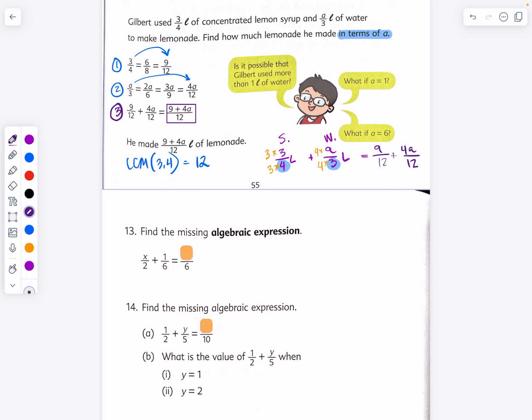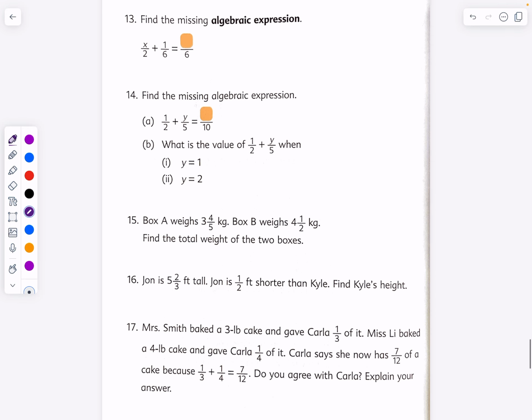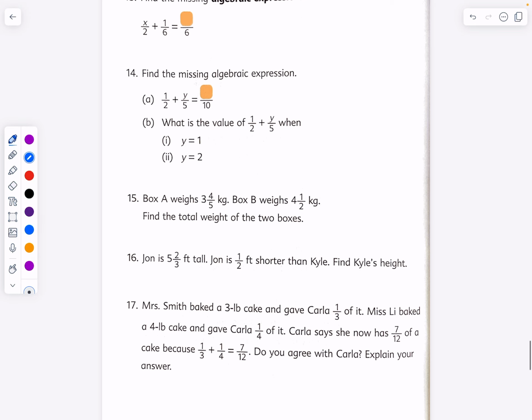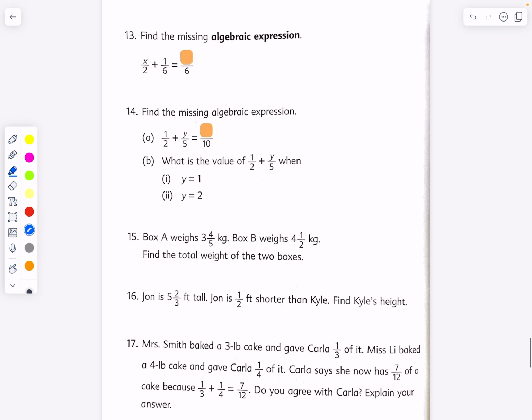Let's continue practicing algebraic expressions, meaning mathematical phrases or statements that do not contain an equal sign. x over 2, or we can also say it's 1/2 of x, plus 1 over 6. Well, what's the first step? We must bring two fractions to a common denominator, my friends. Do not worry that we have this variable in the numerator. Just treat it as any other number. Just keep it as a variable x. So x over 2 plus 1 over 6.